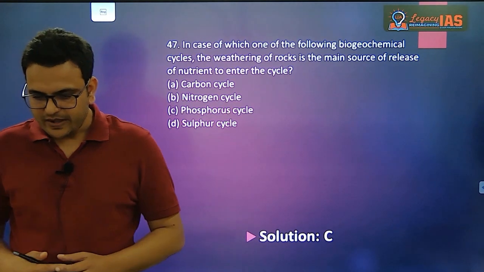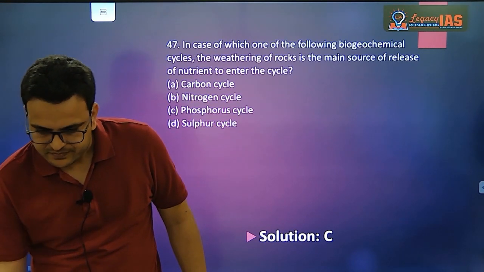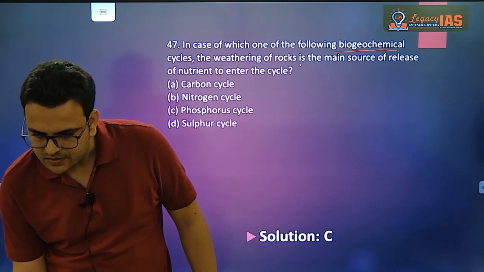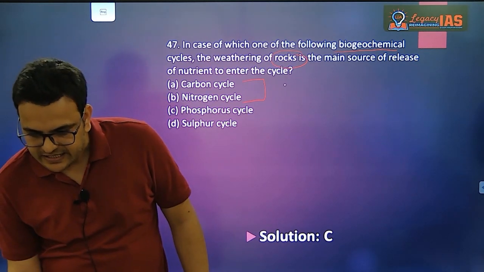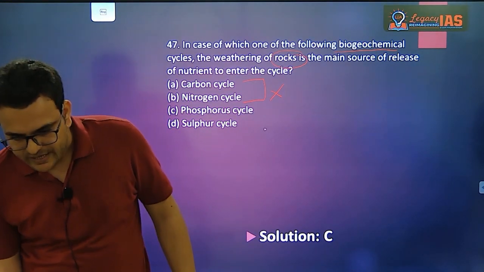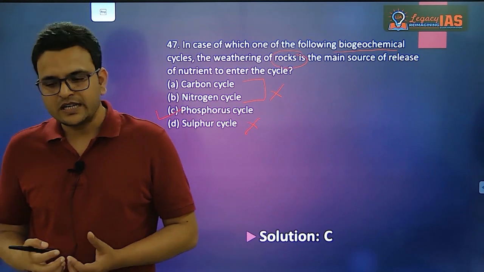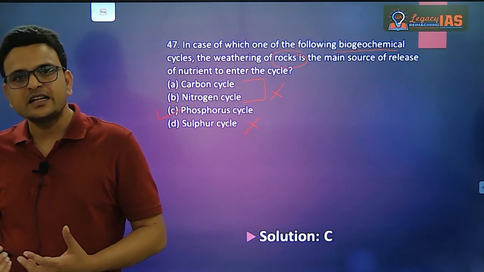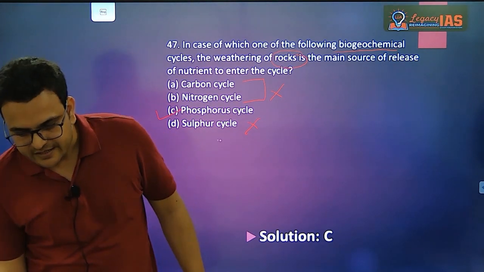Again, when we talk about this particular question on biogeochemical cycles, the main source is the rocks. Carbon and nitrogen are gaseous cycles, so we can easily eliminate them. The source of sulfur is mainly volcanic, so we can eliminate sulfur also. Then the answer is phosphorus. Phosphorus generally we get from the rocks. This is also a very basic question. Sulfur generally we do not get too much from rocks, we get it from volcanoes. Then the answer is the phosphorus part.